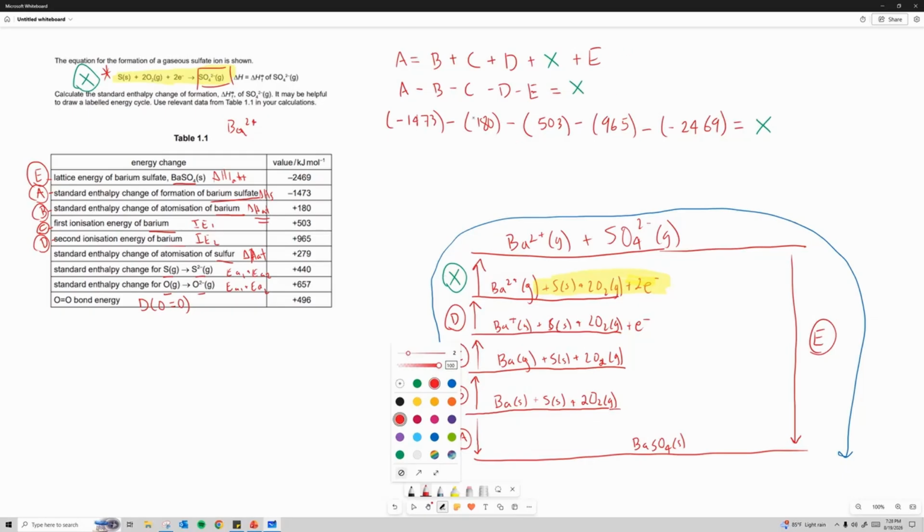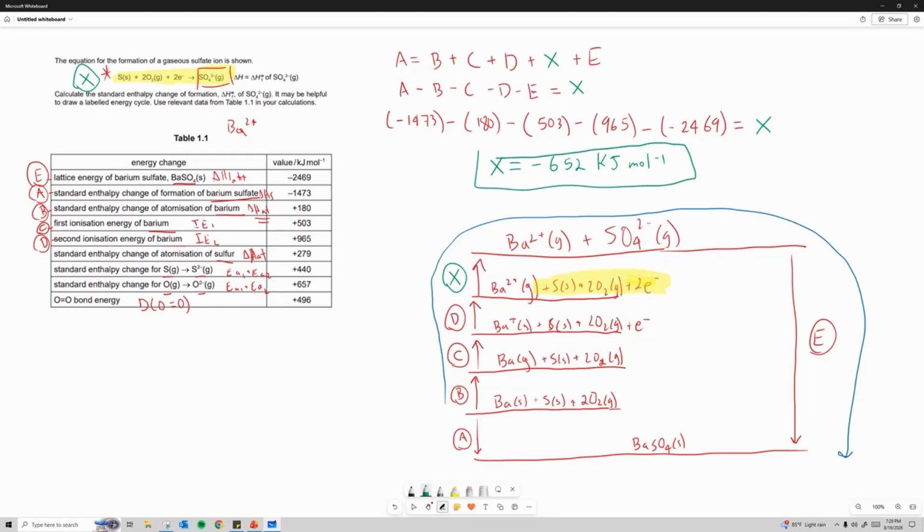Now what we have to do is the math. We plug all of that into our calculator, and the number we get is that X is equal to negative 652, in kilojoules per mole. So kJ mol to the negative 1. And that's my answer: negative 652 kJ mol to the negative 1.